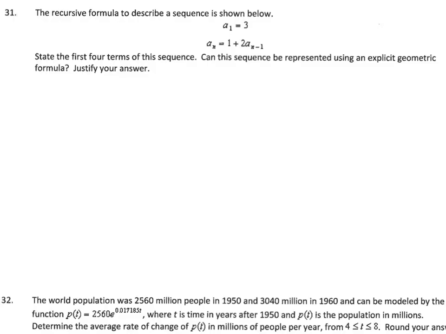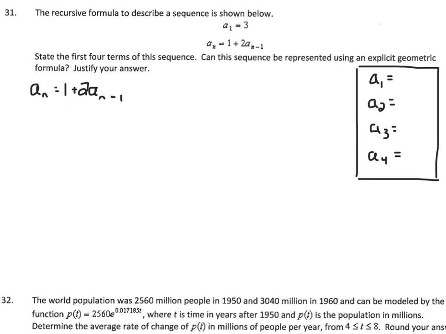So number 31 gives us a recursive formula, and what they want us to do is state the first 4 terms in the sequence. I put an answer box over here, so this is what we're going to find in the end. They give us the first term equals 3, so let's just fill that in. A sub 1 equals 3.